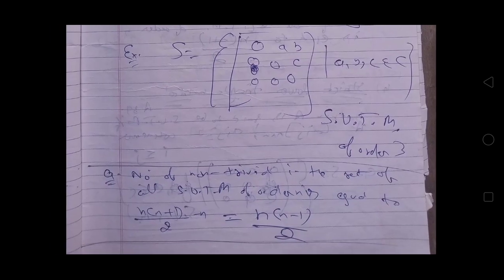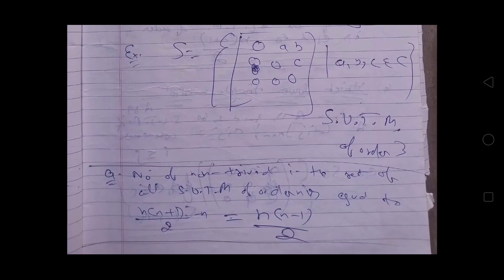So how many non-trivial entries are in the set of all strictly upper triangular matrices of order n? We subtract n from the above result because all the diagonal entries will be 0 in the strictly upper triangular matrices, and we will get the result as n into n minus 1 divided by 2. So the dimension of strictly upper triangular matrices will be n into n minus 1 divided by 2.